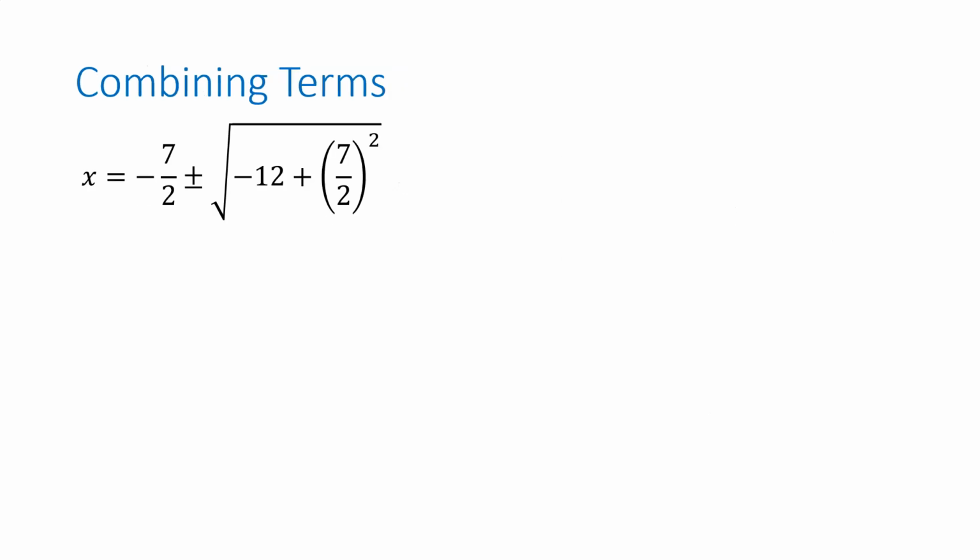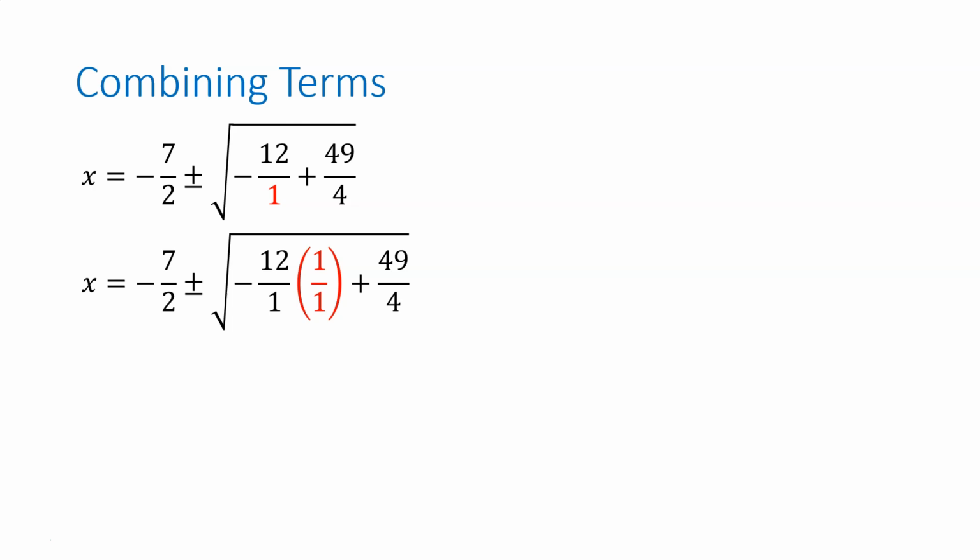It's likely that you'll be asked to combine the terms by adding fractions. First, 7 halves squared can be evaluated by squaring the numerator and squaring the denominator. So 7 halves squared is equal to 49 over 4. -12 can be written as a fraction -12 over 1. We can multiply -12 over 1 by 1 over 1 without changing its value. To match the denominators, we write it as 4 over 4. After that multiplication, we get under the square root -48 over 4 plus 49 over 4.